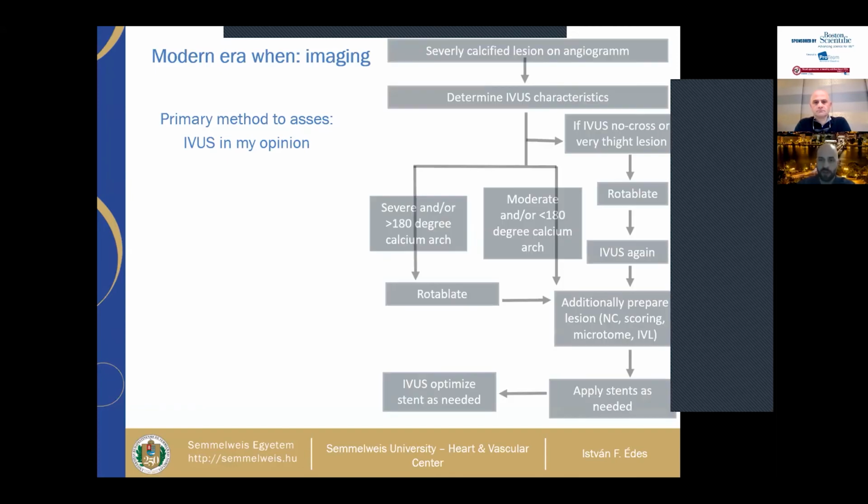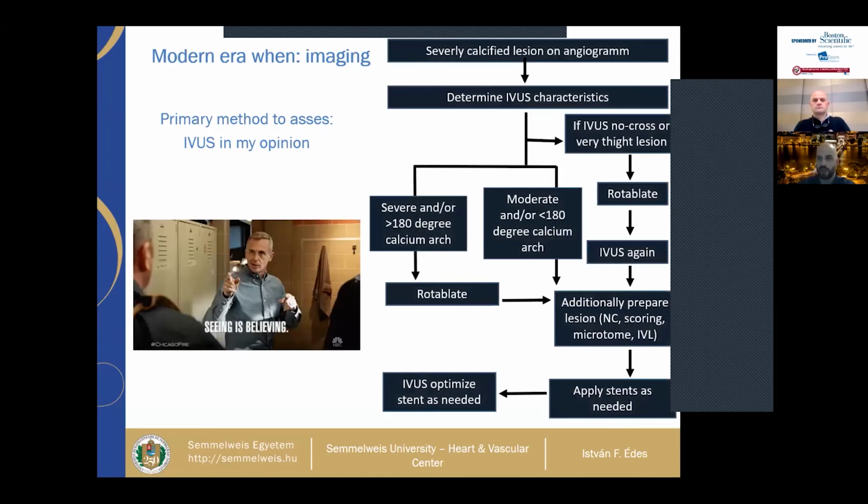This is a short but very direct algorithm of what we use in Budapest. If we see a severe calcific lesion on the angiogram, we definitely perform an IVUS. We prefer IVUS because the catheter itself is easier to manipulate than the OCT catheter, and it does not require excess contrast material, very simply. If you're unable to cross with an IVUS, or the lesion up front is very tight, then we rotablate up front and then IVUS again.